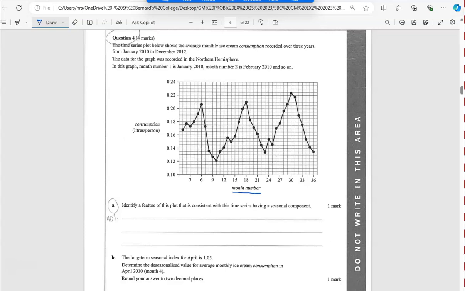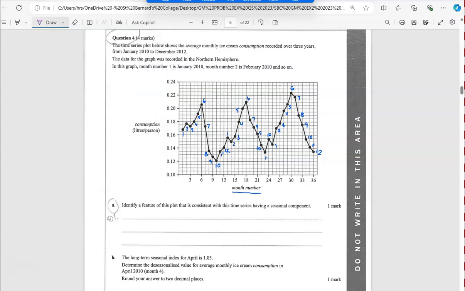So what you should be doing, because the seasons are months, is underneath, I'm going to do months. I'm going to go 1, 2, 3, 4, 5, 6, 7, 8, 9, 10, 11, and 12. Then I'm going to start counting again, 1 to 12. And then I'll go again, 1 to 12.